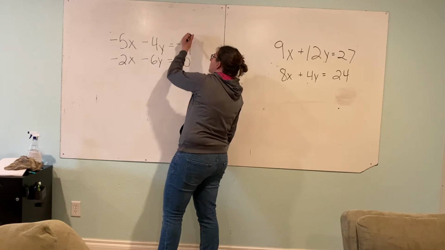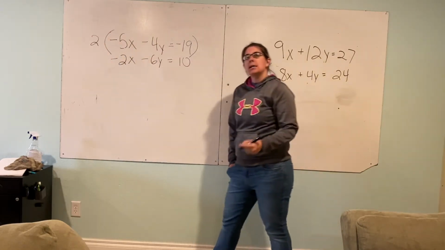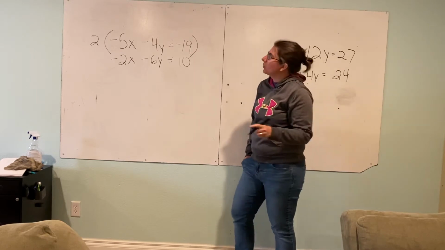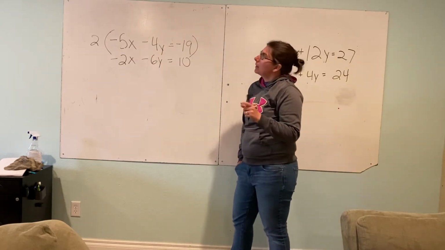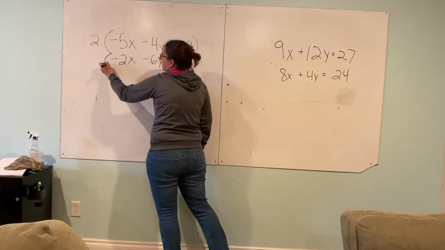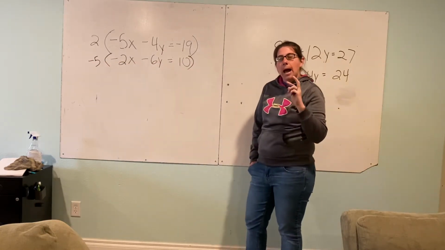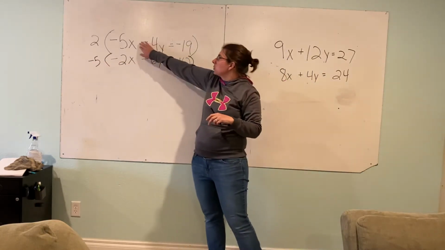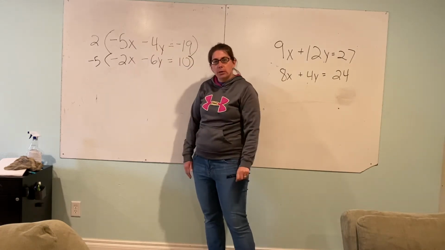So I'm going to take this first equation here. I'm going to multiply it by positive 2. If I multiply it by positive 2, that's going to give me a negative 10x here. Okay? Because I'm choosing for this to be a negative 10x, I need to multiply this second equation by negative 5. Okay? I could have flipped those. I could have multiplied this first one by negative 2 and the second one by positive 5, and it would have worked out as well.